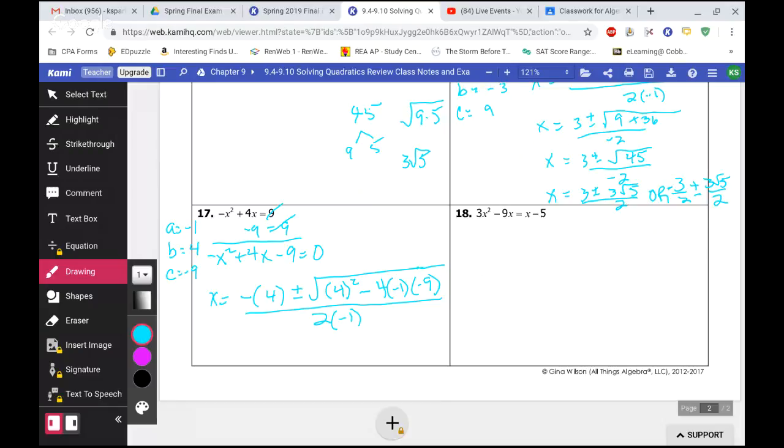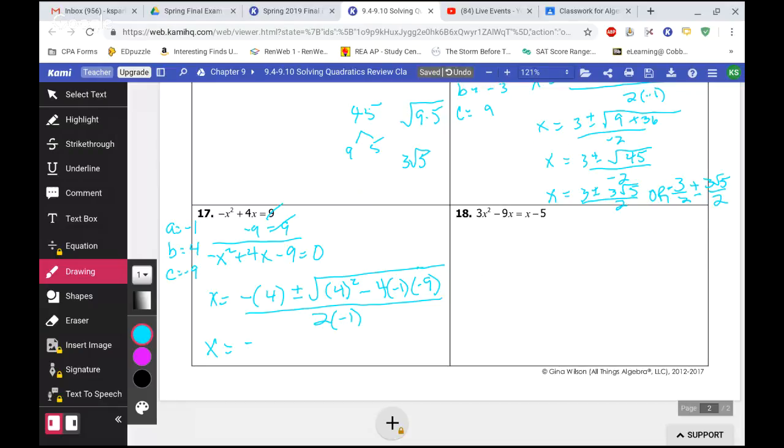So basically, my first step is always making sure it's in standard form. I want my whole trinomial on the left and set equal to 0. Second step is to identify A, B, and C. And then the third step is to plug into the quadratic formula all of the values that I identified in step 2. And from here, just work on the math.